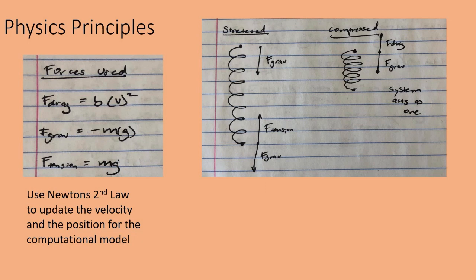And as you can see, the slinky will behave like two separate systems when it's stretched. The top of the slinky will have the force of gravity affecting it downwards and the force of drag affecting it upwards, while the bottom will only have the force of tension and the force of gravity, which will cancel out, leaving the slinky sort of floating. We'll explore this later. Now, once the slinky compresses and it becomes one system, the slinky will have the force of gravity and the force of drag acting on it.